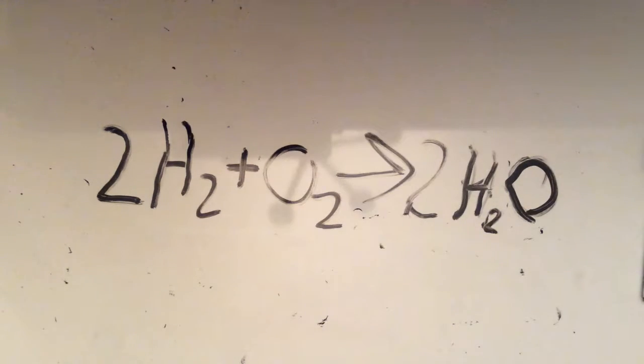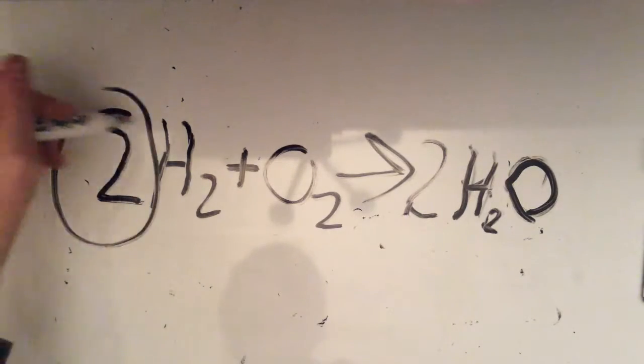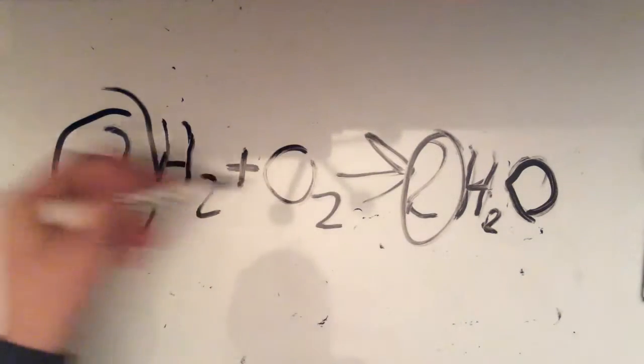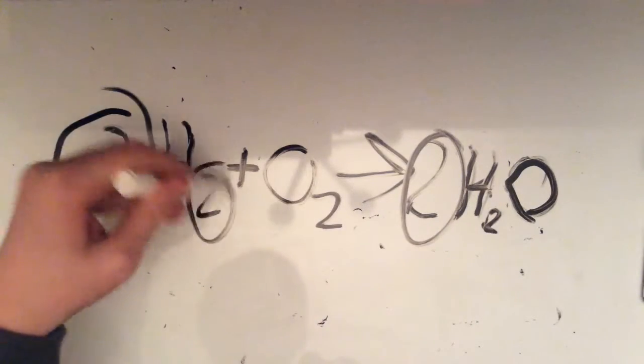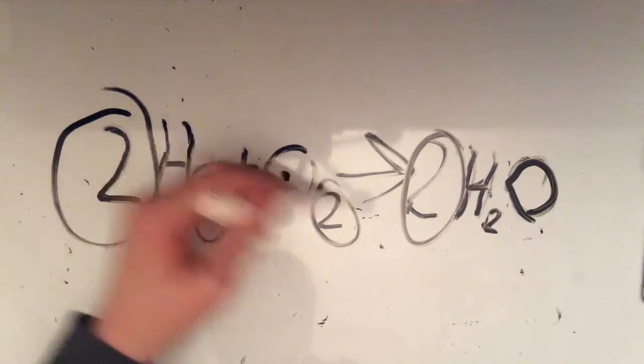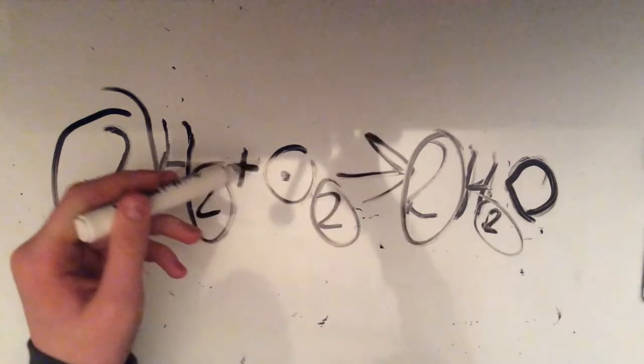So now more parts of the equation. So the coefficients are the big numbers before the atom or compound. The subscripts are the tiny numbers that show you how much of an atom there are. There are 4 different kinds of chemical reactions.